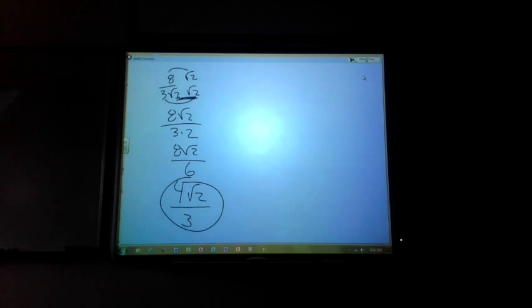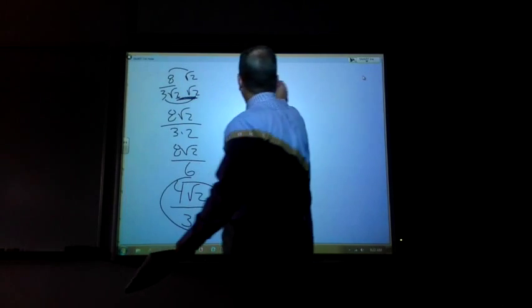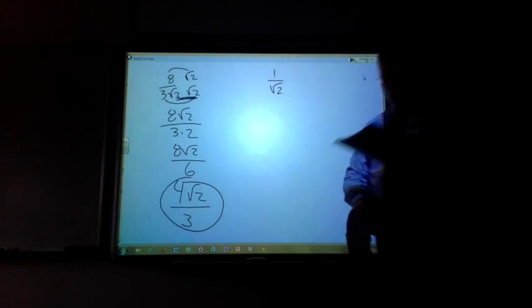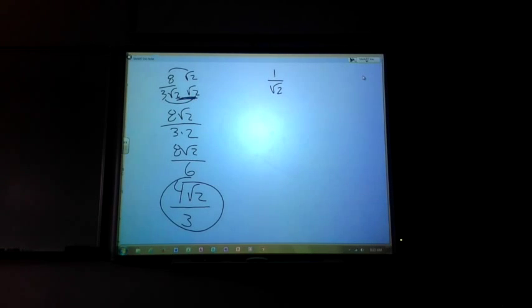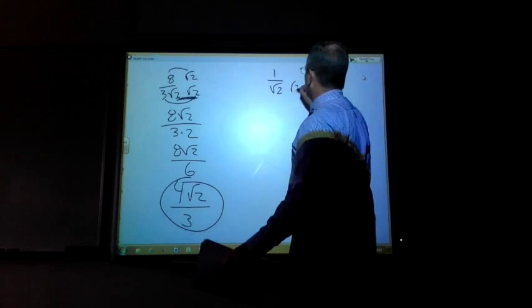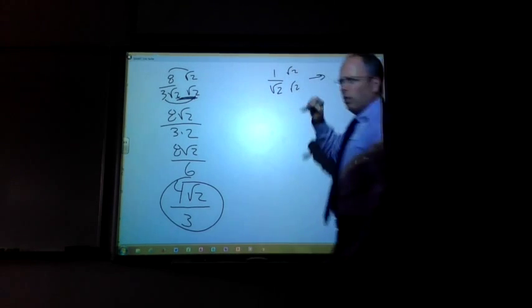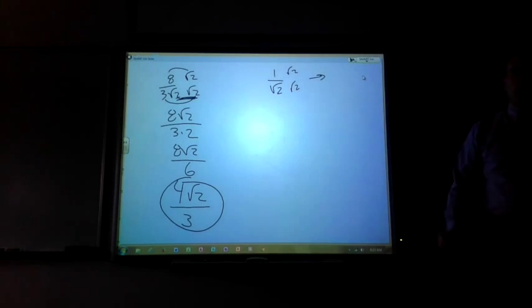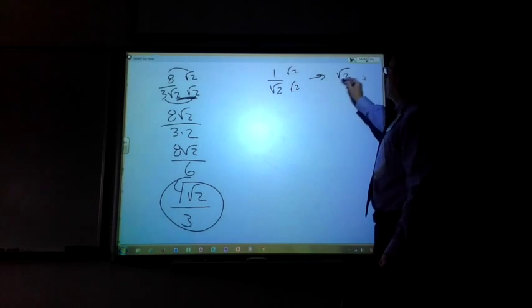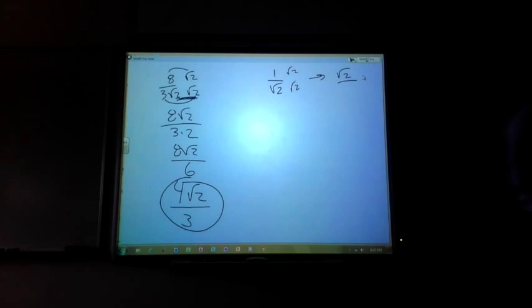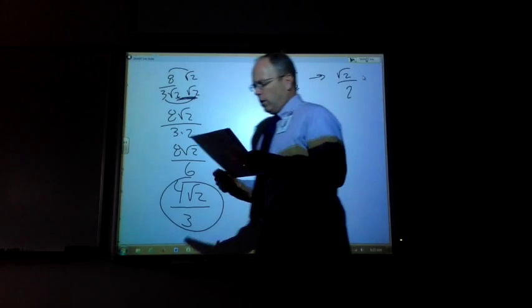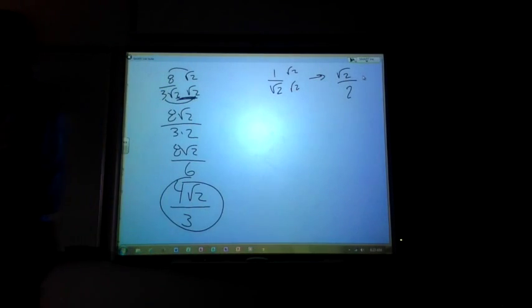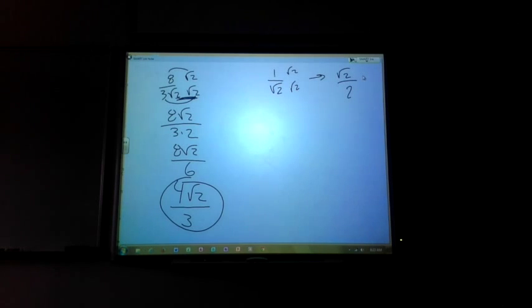Then number 15, I have 1 over root 2. Root 2 is not a perfect square, so what should I do to top and bottom? Root 2. What's 1 times root 2? Just root 2. Root 2 times root 2 is root 4. What's root 4? 2. Can I reduce this 2 and this 2? No, they are not like terms. Okay?